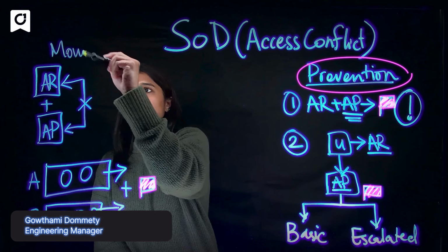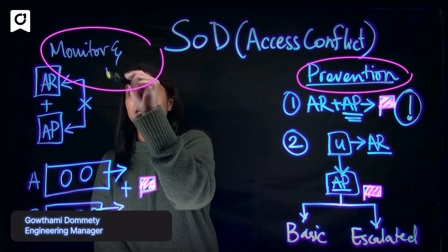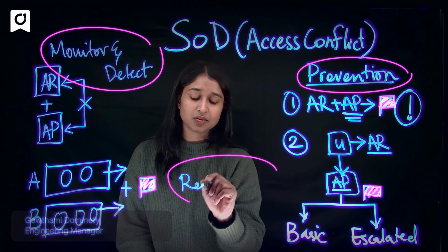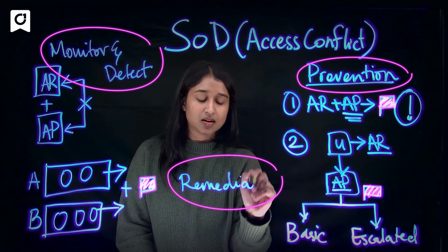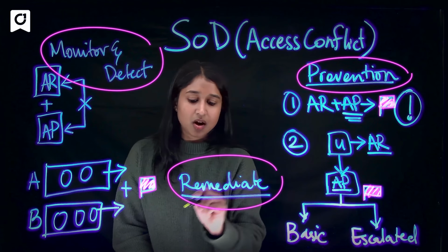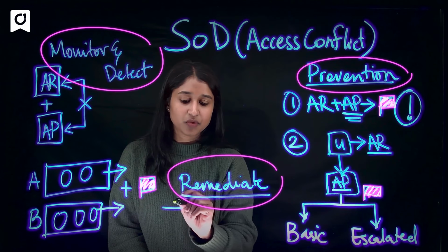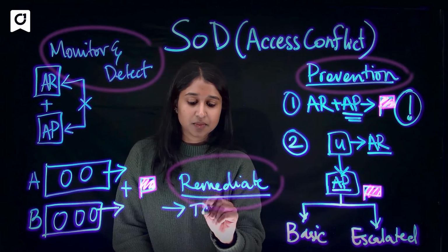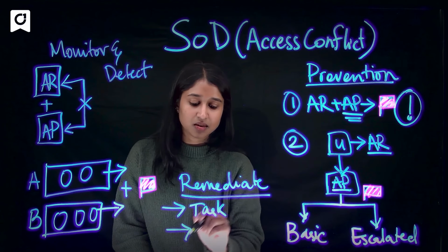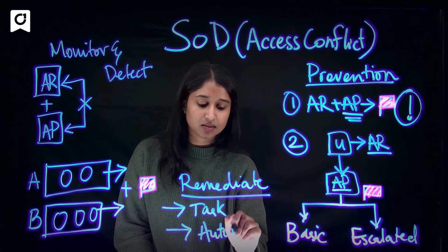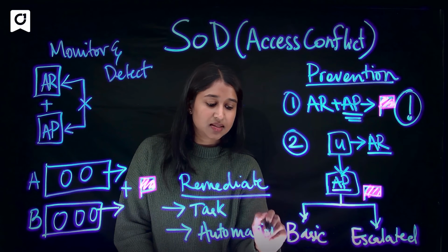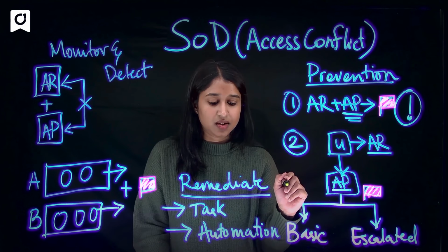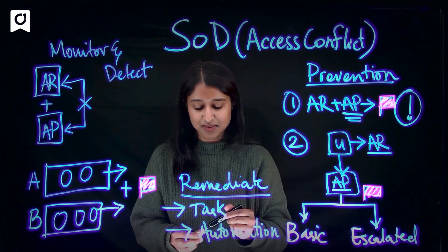You can monitor and detect access conflicts, and easily remediate them using our task engine to revoke access that has resulted in an access conflict, or using our new automations product. You can detect access conflicts, run an access review, or revoke access.